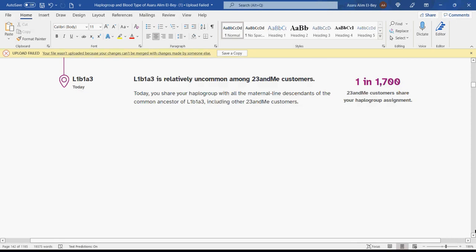This L1B1A3 today, it says, is relatively uncommon among 23andMe customers. It's only one in 1,700. Now, the E1B1A is relatively common, about one in 600. Right? One in 600 people who did 23andMe. Okay? So it's fairly common. So that means the majority of us, 75% of us, are Hebrew Israelites.